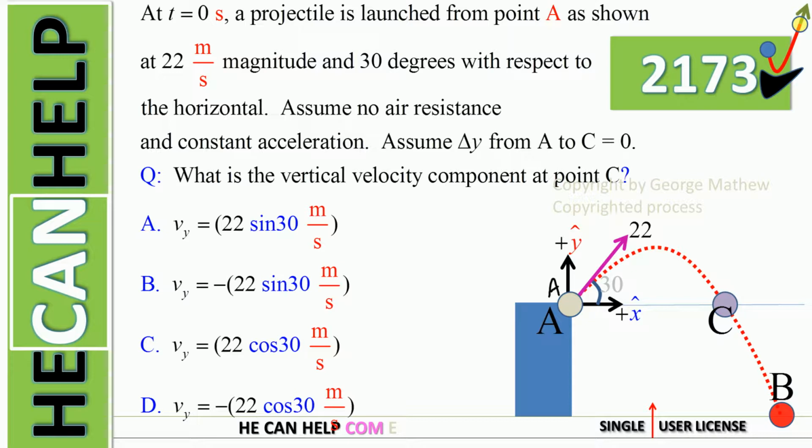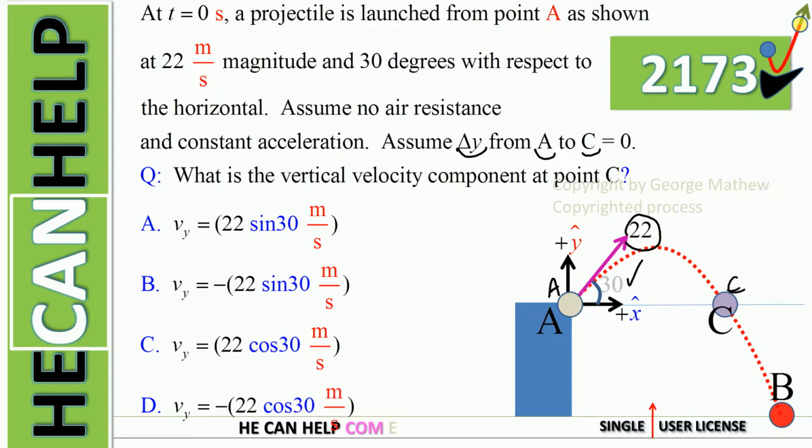At t equals 0 seconds, a projectile is launched from point A as shown at 22 meters per second magnitude and 30 degrees with respect to the horizontal. Assume no air resistance and constant acceleration. Assume change in y from A to C. Change in y from A to C is equal to 0.